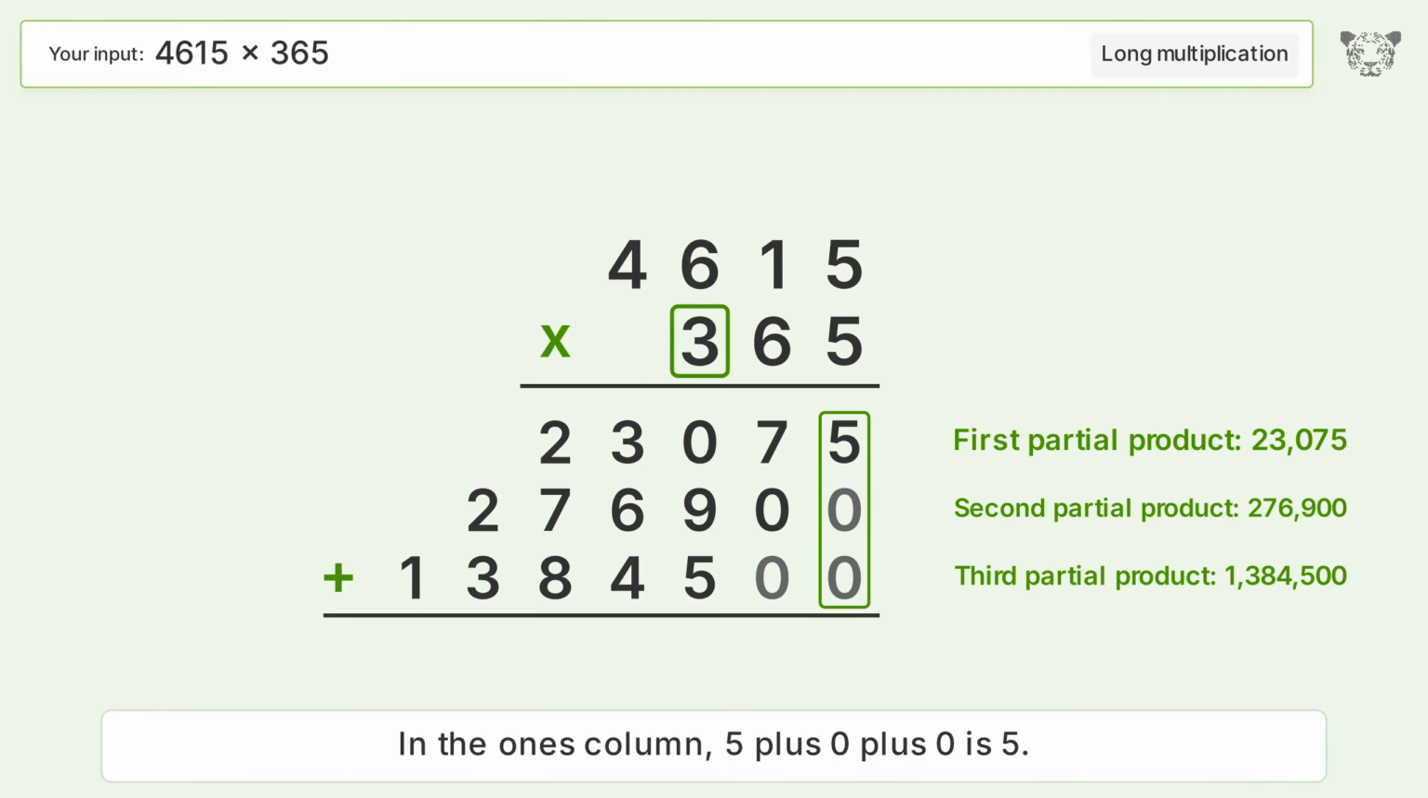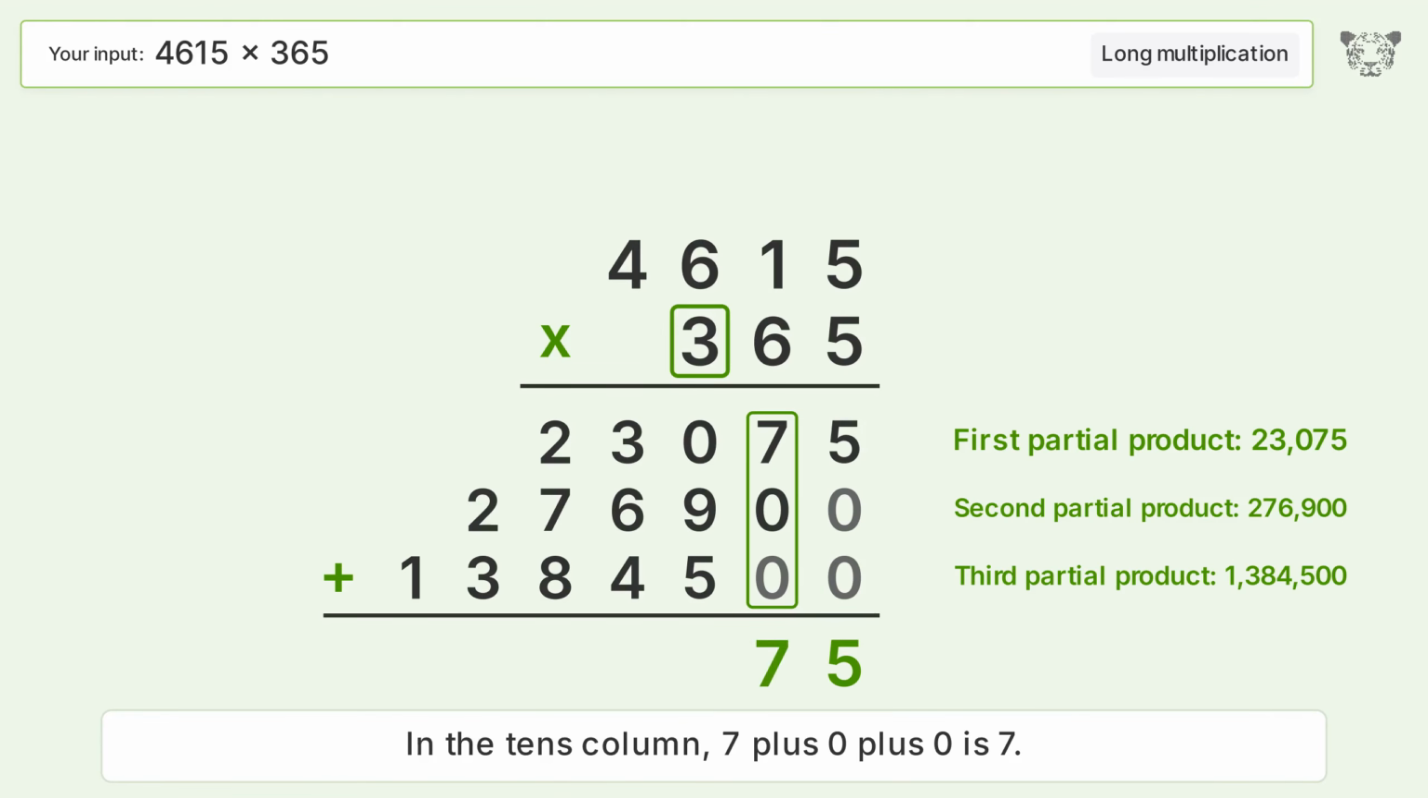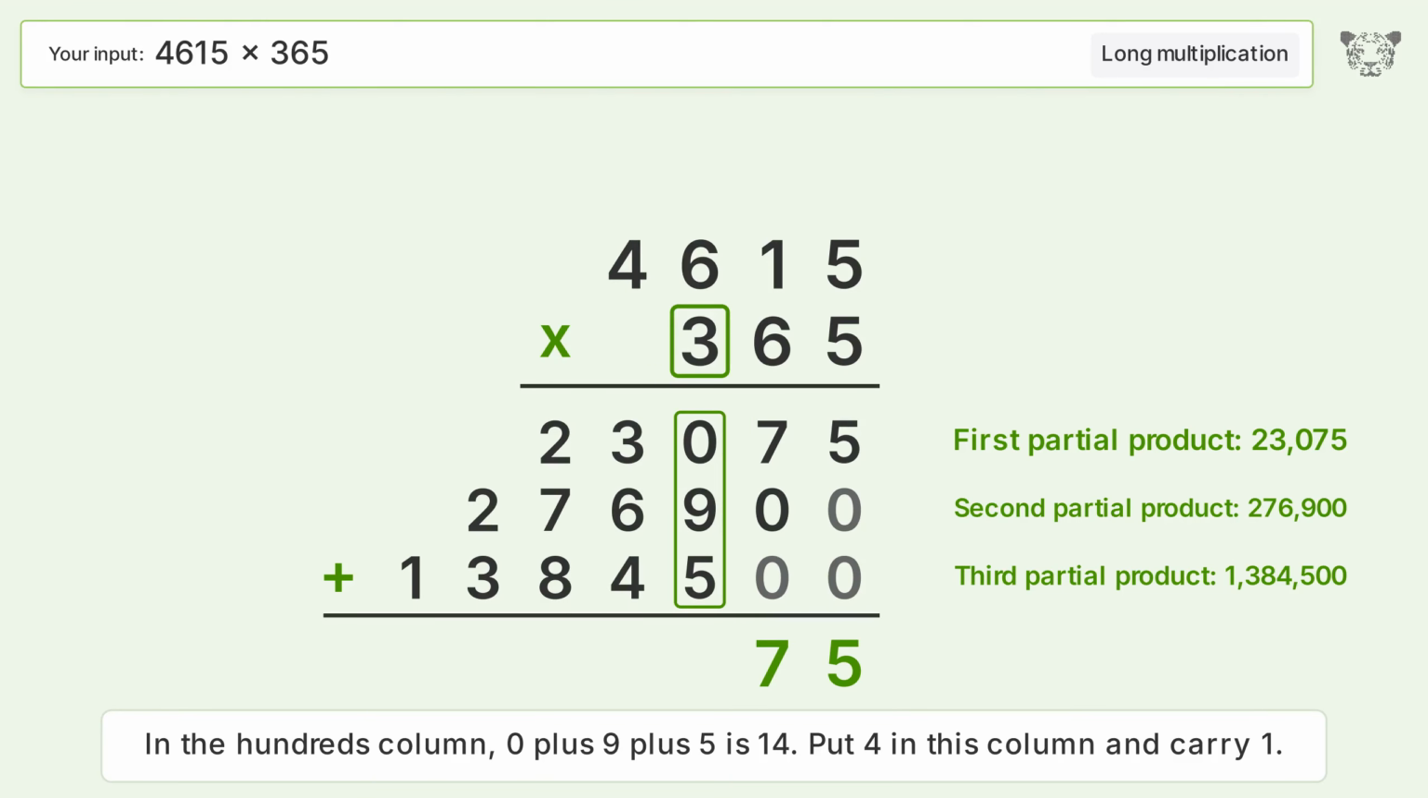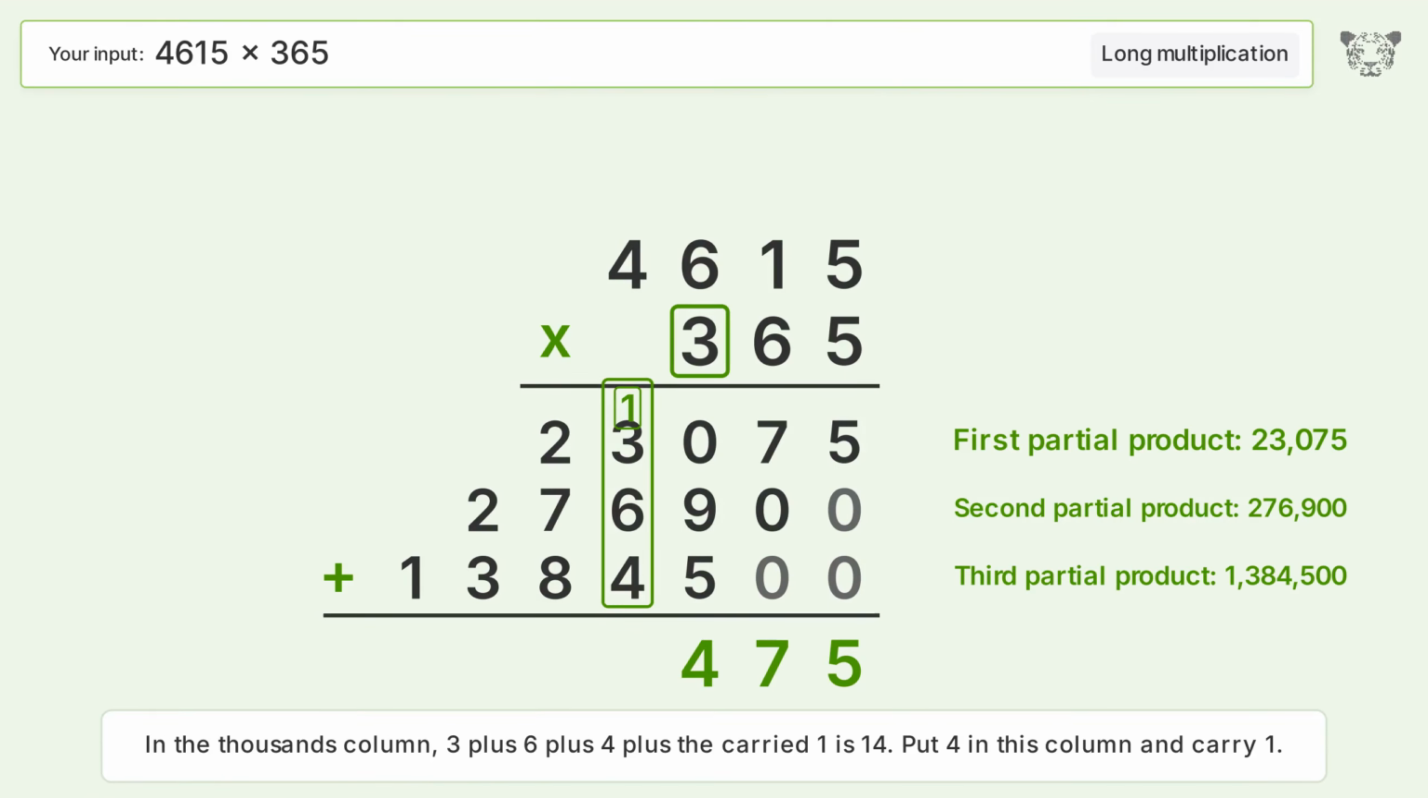In the ones column, 5 plus 0 is 5. In the tens column, 7 plus 0 is 7. In the hundreds column, 0 plus 9 plus 5 is 14. Put 4 in this column and carry 1. In the thousands column, 3 plus 6 plus 4 plus the carried 1 is 14. Put 4 in this column and carry 1.